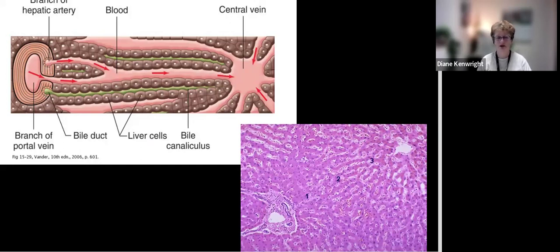So bile is produced in the hepatocytes, travels down the canaliculi here, backwards into the portal tract. Remember, the blood's going this way in the portal tract. The bile goes down the canaliculi, and then it ends up in the hepatic duct and goes into the gallbladder.